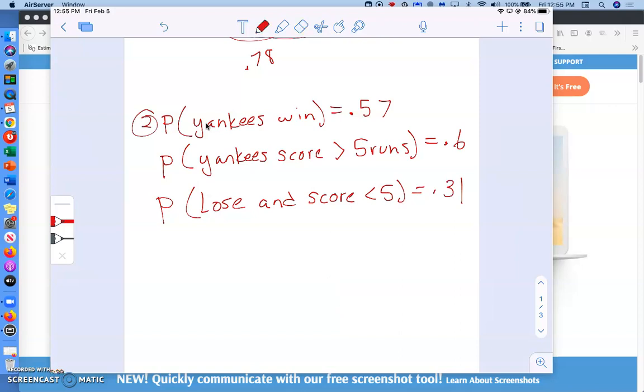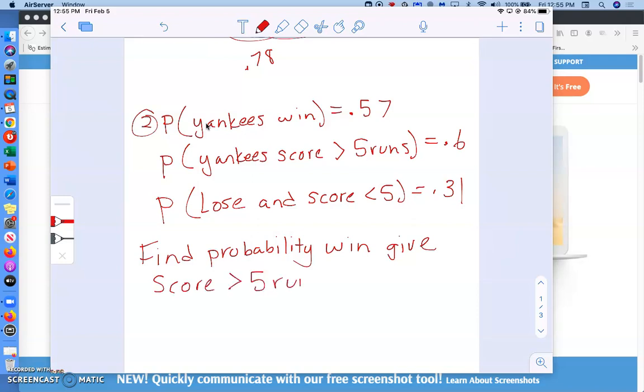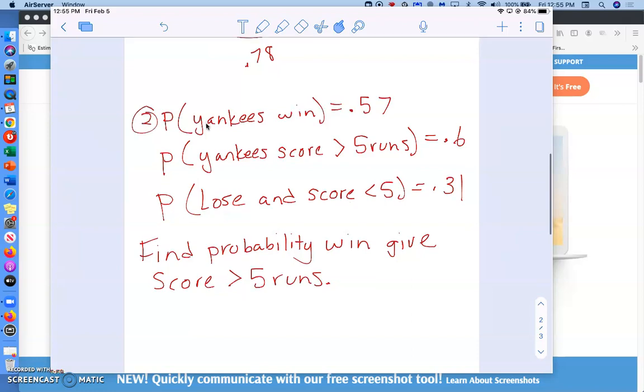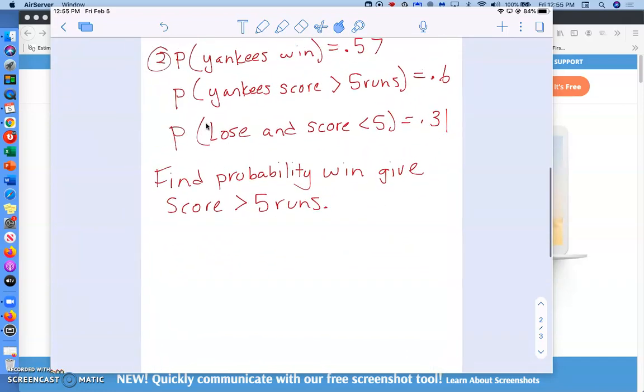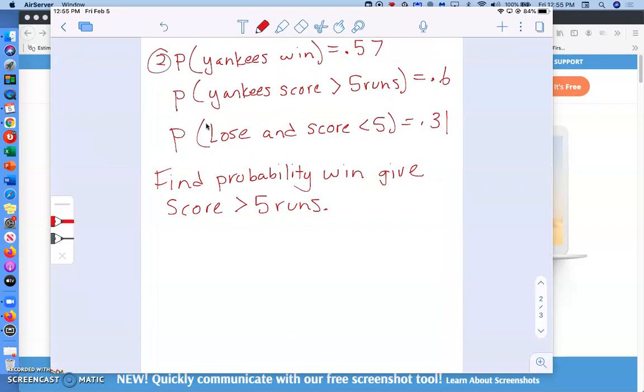And so let's say we want to find the probability that they win given they score greater than 5 runs. So again, this is a nice one where I think it's easier. We are told our total isn't all the games that they played. Everything that we're looking at is that they score greater than 5.